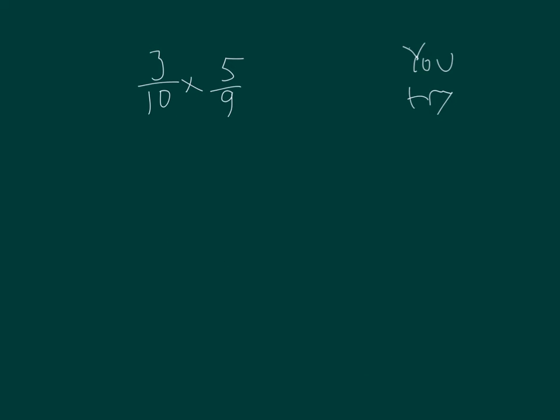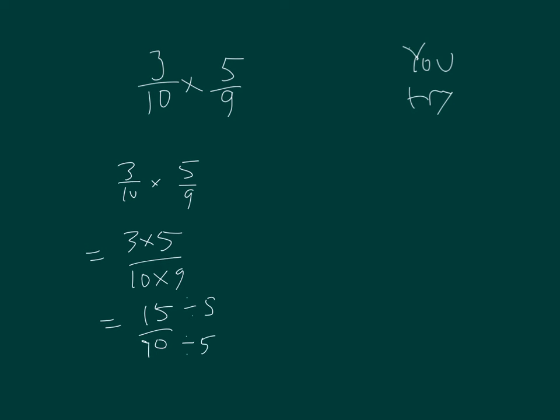All right, it's your turn to try. 3/10 times 5/9. Make sure you wrote your answer into simplest form. Divided by 5. Three-tenths of 5/9 is 1/6.